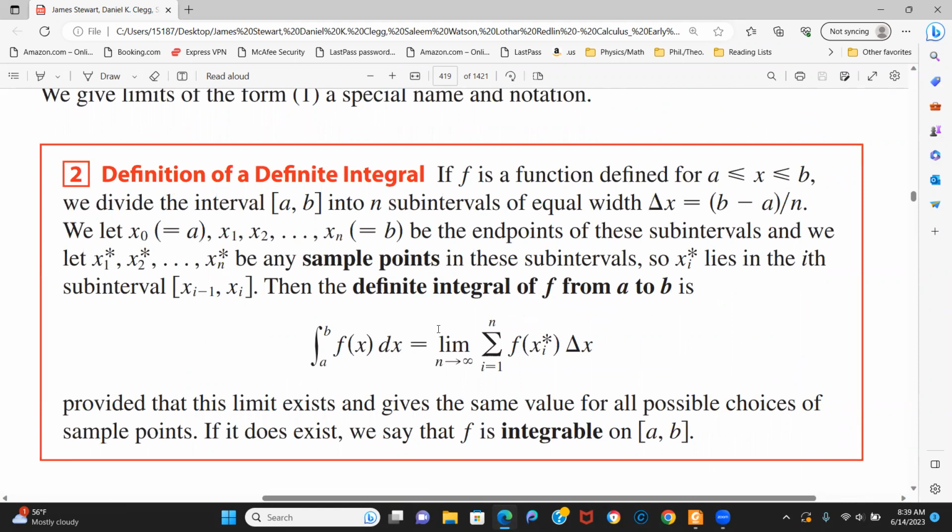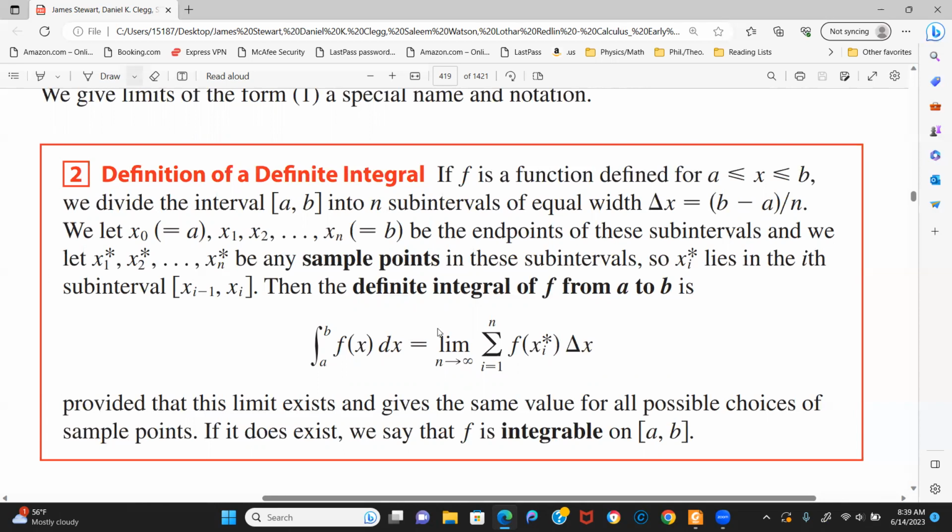So here's the definition. Sorry, my pen is not plugged in. All right, there we go.